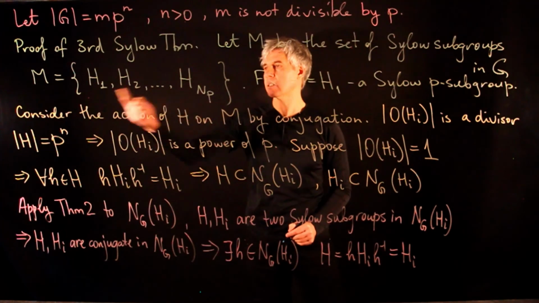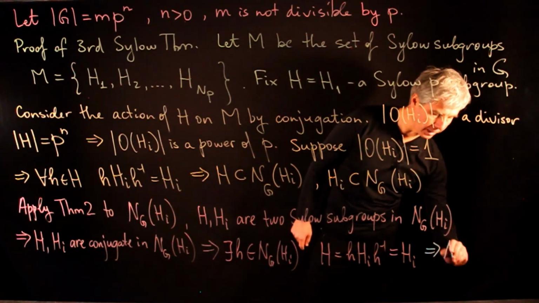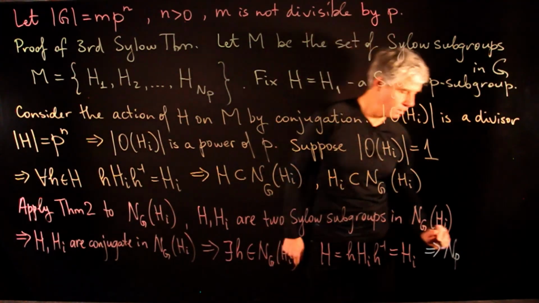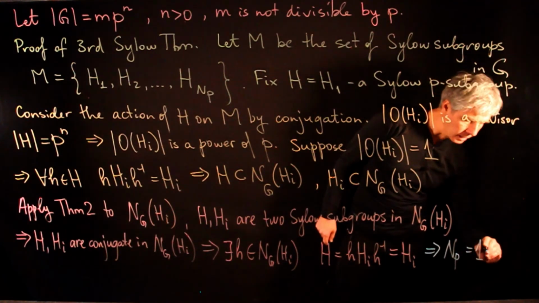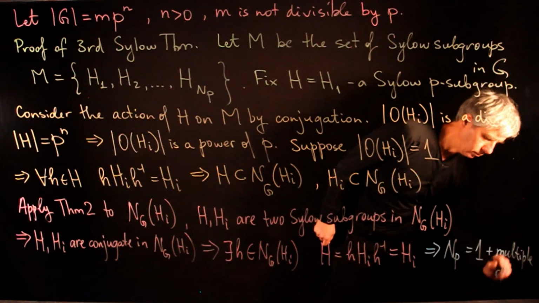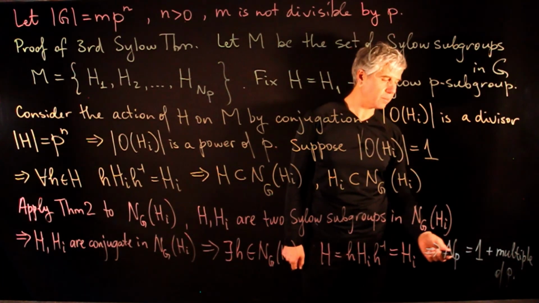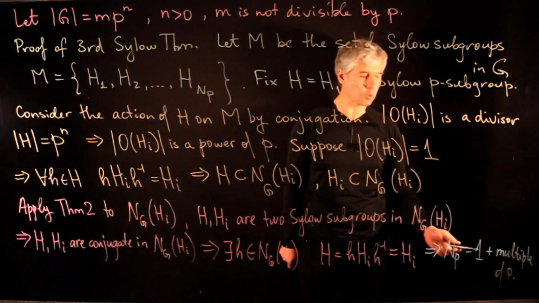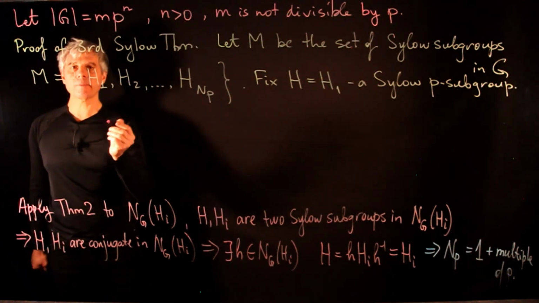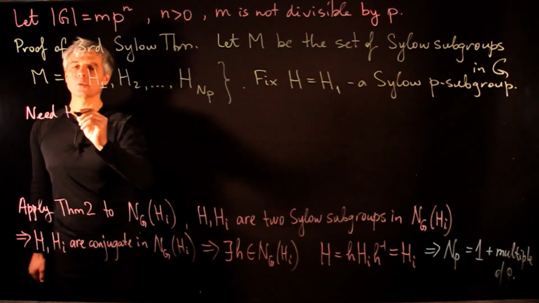Since the set is a disjoint union of orbits, we conclude that the number of elements in this set, which is the number of Sylow p subgroups in G, is equal to 1 plus a multiple of p. And this proves the first claim of the third Sylow theorem, that the number of Sylow subgroups is 1 mod p.